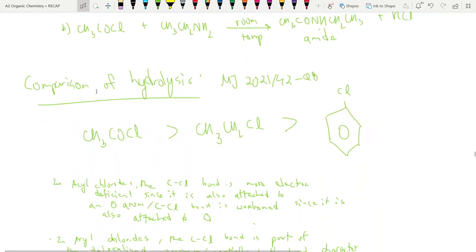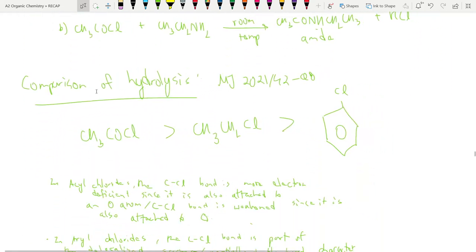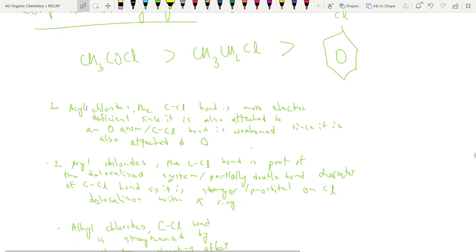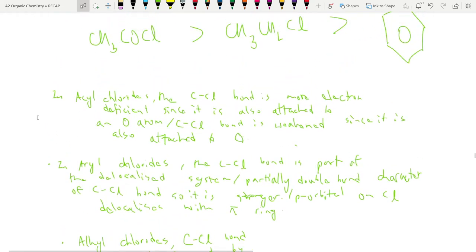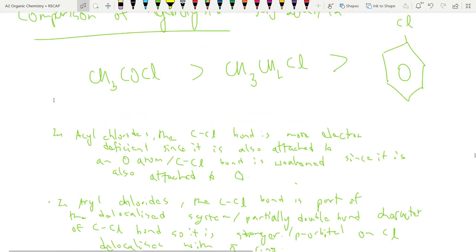Okay. Now, what about the hydrolysis? This is from Major 21, variant 42. Let's compare the hydrolysis of acyl chlorides, alkyl chlorides, and aryl chlorides. There was also a table in Major 17.4.2. I've taken some information from that as well. Basically, acyl chlorides are the best, easily hydrolyzed, then alkyl chlorides, then aryl chlorides, which cannot be hydrolyzed at all. So in acyl chlorides, the C-Cl bond is more electron deficient, or weakened, since the carbon is also attached to an oxygen atom. So it's really easy to break.